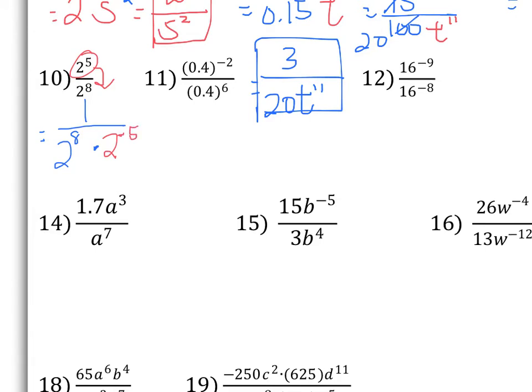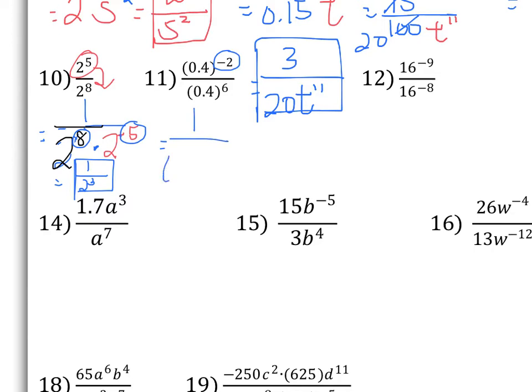Okay, so now I have 8 plus negative 5. So that will give me 1 over 2 to the 3rd power. And that's my answer.